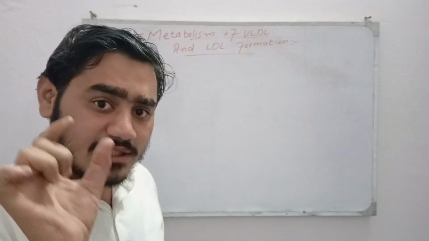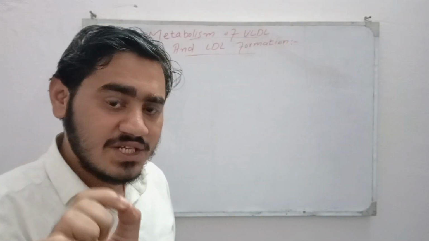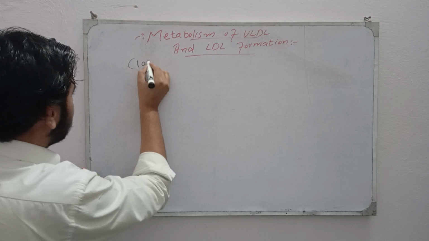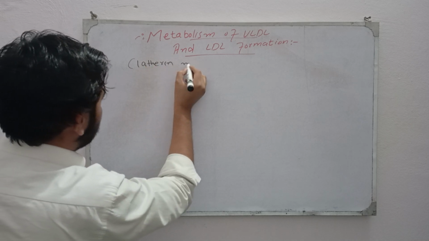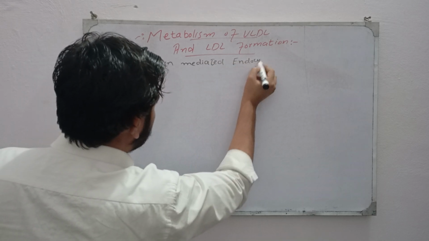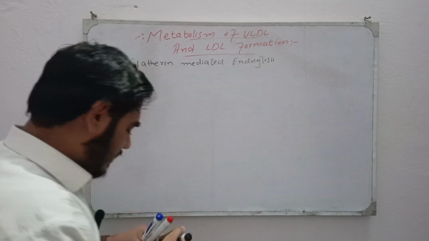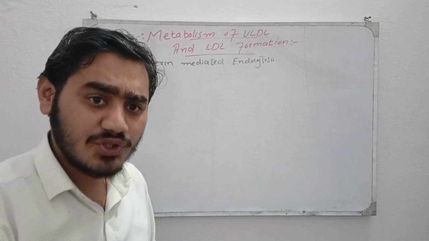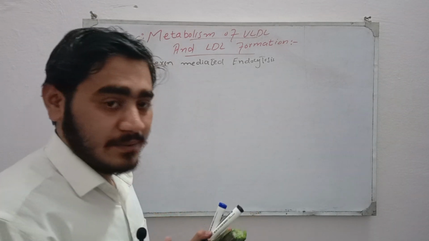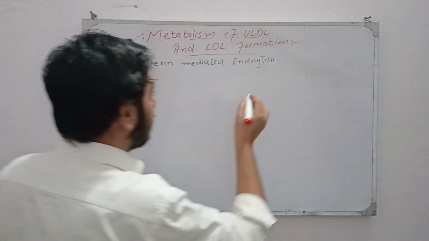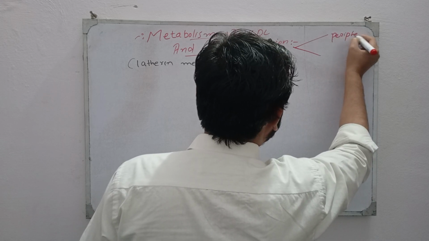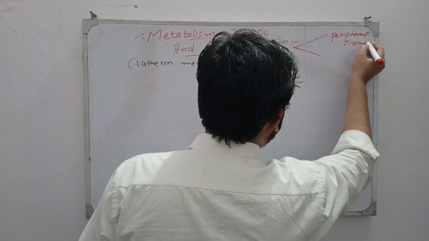Students, this LDL is taken up by liver by clathrin mediated endocytosis. And this LDL is taken up by which type of tissues? This LDL is taken up by only peripheral tissues and liver.